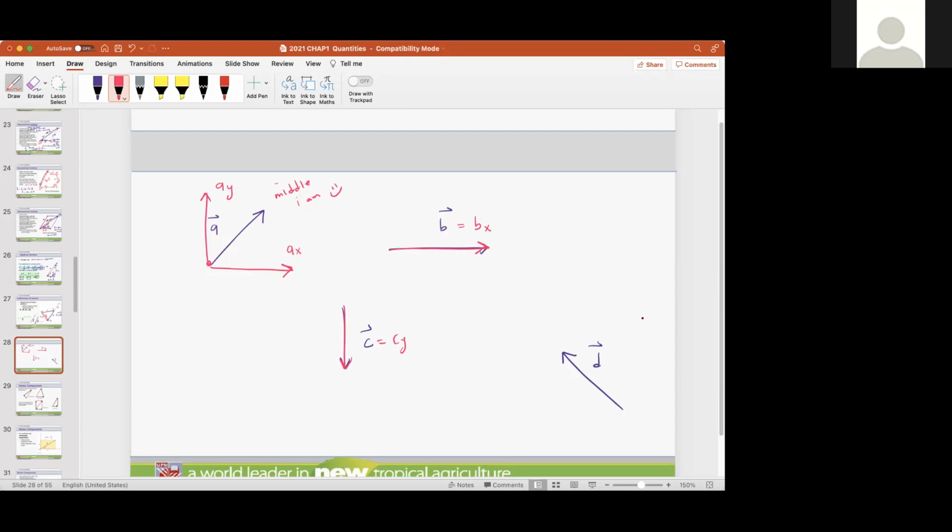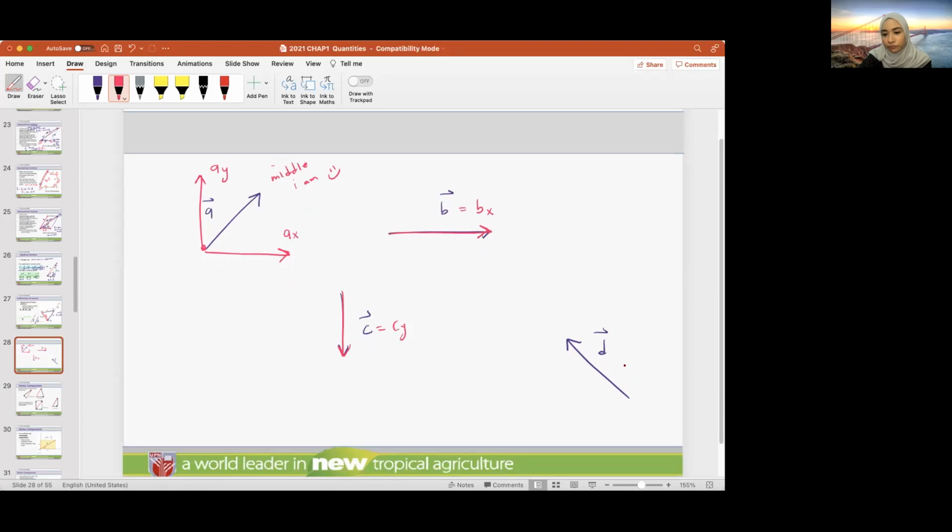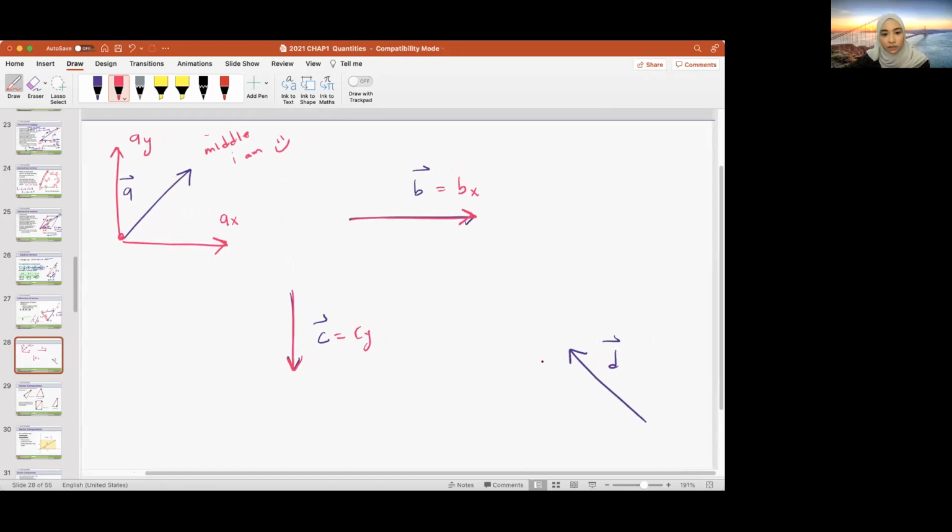And then for D, can anyone tell me how should I draw the X and Y components for this one over here? Negative X component and positive Y component. Correct. Okay, I think everyone's getting it. So your vector always has to be in the middle, and the components kena sandwich lah the vector.